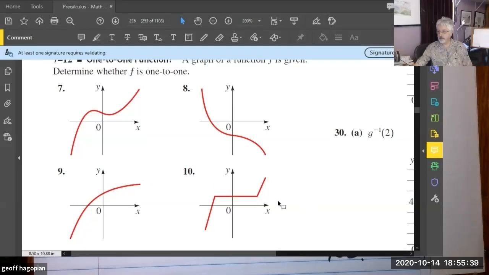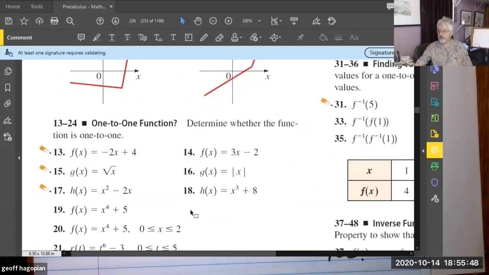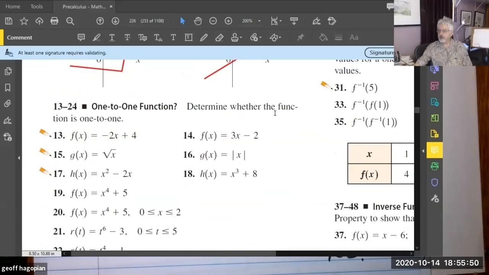And that would be the inverse function, right? This doesn't satisfy the horizontal line test in 10, and 7 doesn't either, right? 12, yeah, that satisfies the horizontal line test. 11 doesn't. Okay, we got a bunch of them to determine whether the function is 1 to 1.